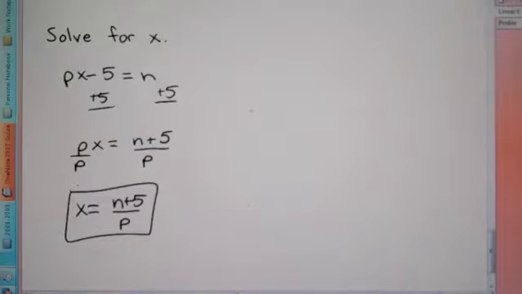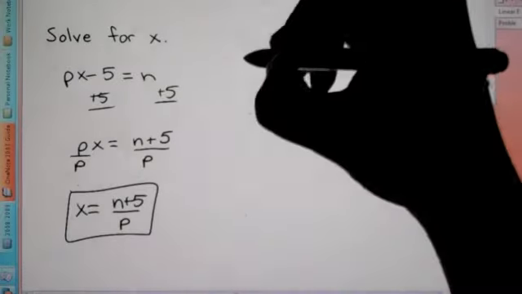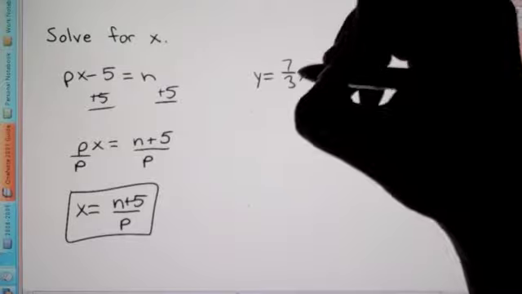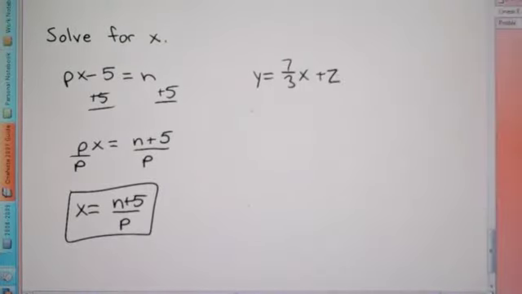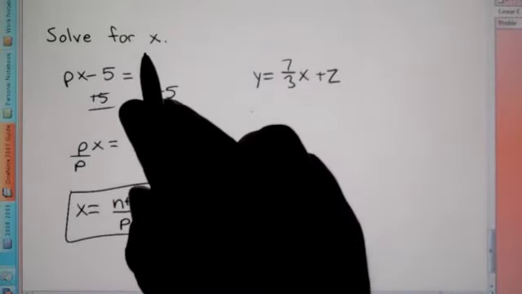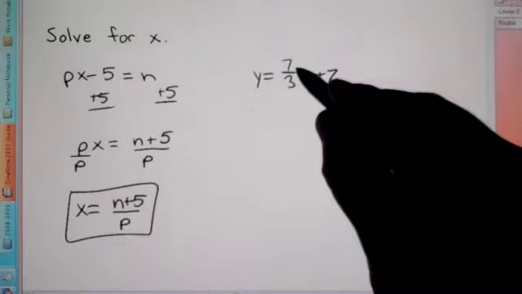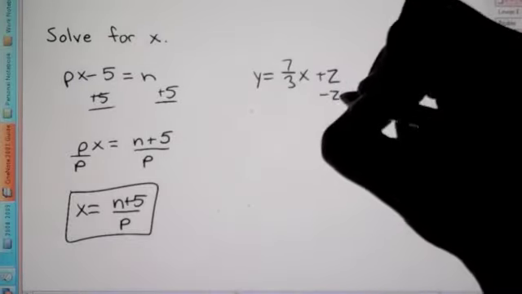And let's just do one more like this, just to make sure we got it. So we have y is equal to 7/3 x plus z. And remember, we're trying to solve for x. We want to get x by itself. So since x is here, we want to move whatever's not connected to x first, which is the z. So we're going to subtract z.